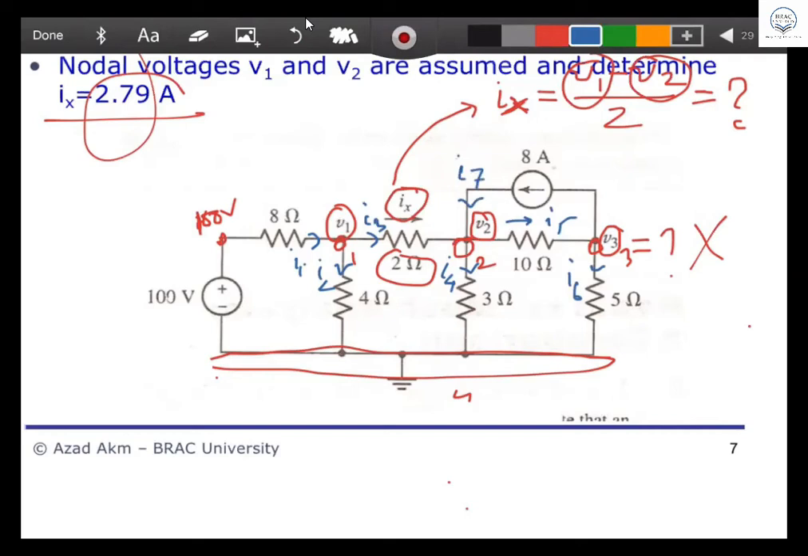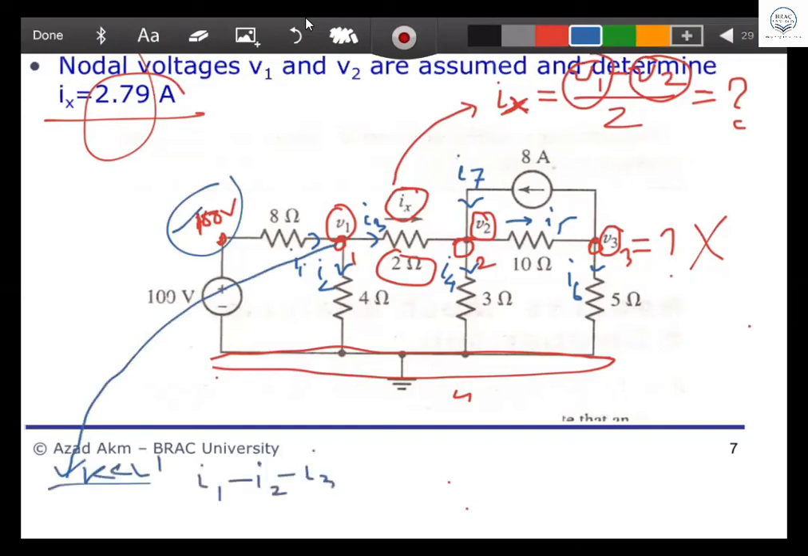How many KCL equations can we see altogether? Because this voltage is already known at this point, you don't need to apply any KCL here, and you don't need to worry about this node point. For the unknown node, you have to apply KCL here. So if you apply KCL 1 here, what equation should you get? I1 is in, I2 is out, I3 is out.